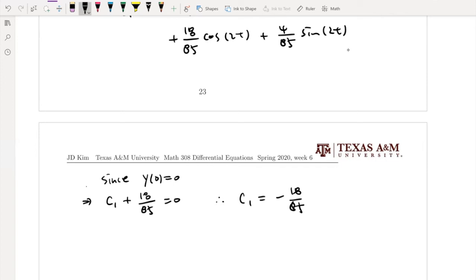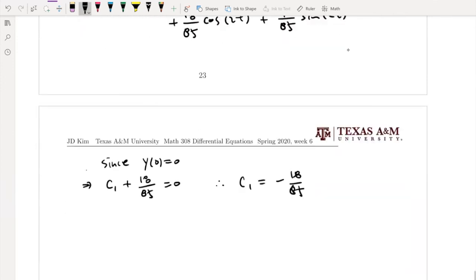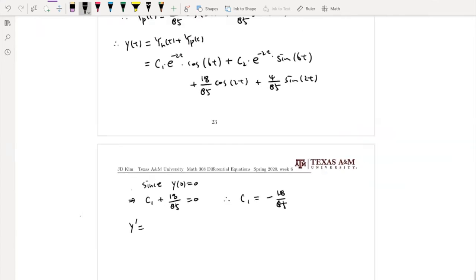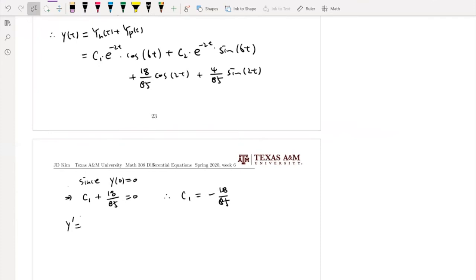Okay, then to decide c2, we need y prime. So let me write y prime. Here we go. y prime is equal to, okay, what is that? It's a little bit complicated, but we can do it. Where's my yt? There we go. Product rule, right? First of all, product rule. Let me make it a little bit smaller to see yt. There we go. By the product rule, negative 2 c1 e to the minus 2t cosine. Oh, give me 1 second. Before doing this one, let me plug in c1 first. It might be much easier, right?